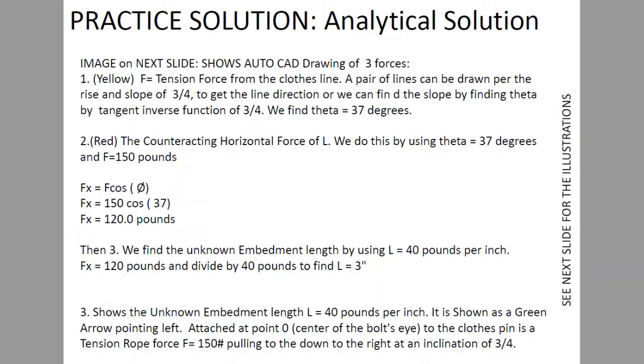And number 3 will show the unknown embedment length of L equals 40 pounds per inch, and is shown as a green arrow pointing left, attached at point O, centered above the bolt's eye. To the clothesline is a tension rope force, F equals 150 pounds, pulling down to the right at an inclination of 3/4.